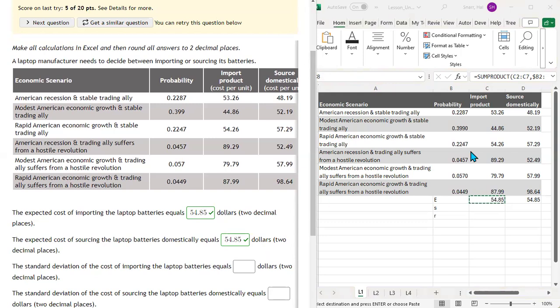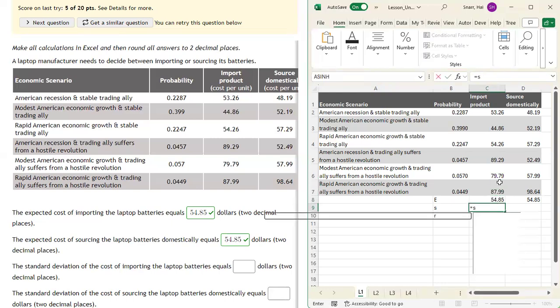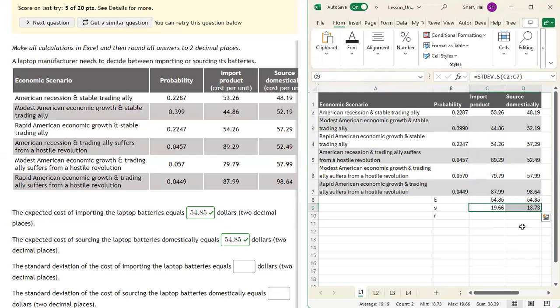You notice here that 53 to 89 and then 40, there's a lot of variation here, right? Whereas it looks like these are relatively close with the exception of this last one. So maybe there's less variation here, right? We're not going to know until we calculate the weighted standard deviation. Now, the unweighted standard deviation is found by doing this. Equal STDEV.S. And it says importing the product is more risky than sourcing the batteries domestically.